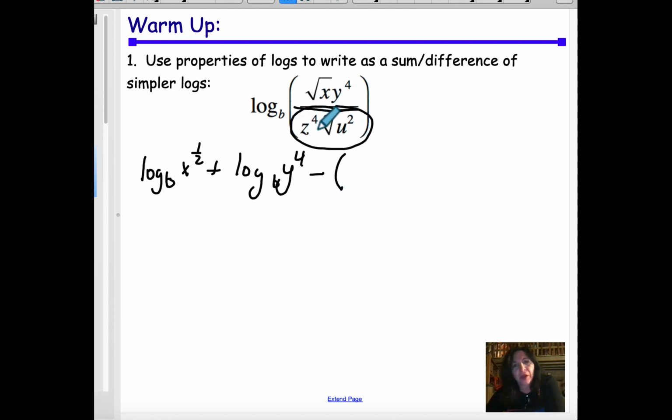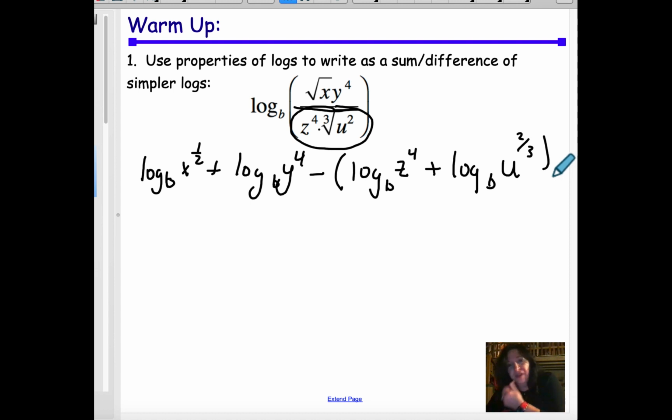Because multiplying, that means add. So I'm going to be multiplying that. So minus that quantity. That quantity is log base b of z to the 4th power times, which means plus, log base b of u to the 2/3 power. And so what I'm going to do with this is distribute the negative sign and also deal with the exponents, which is the power rule. So bringing everything to the front.